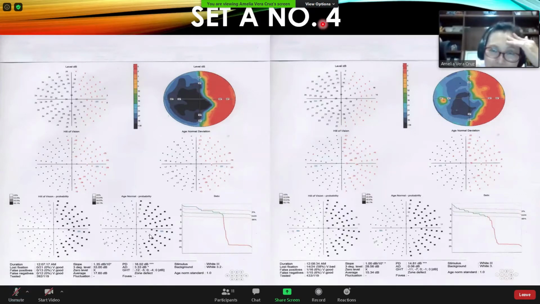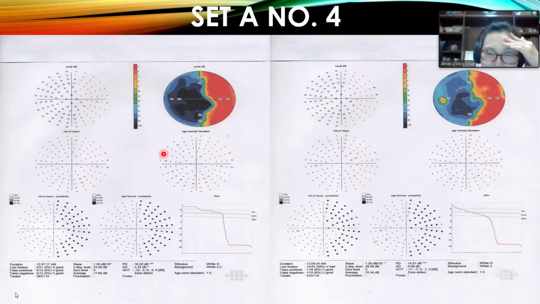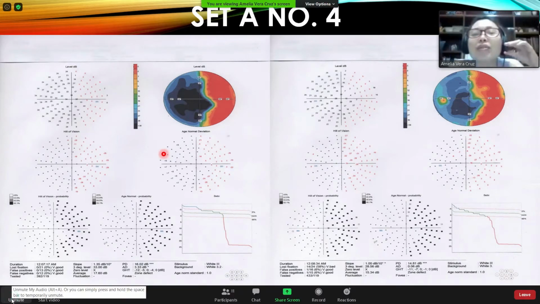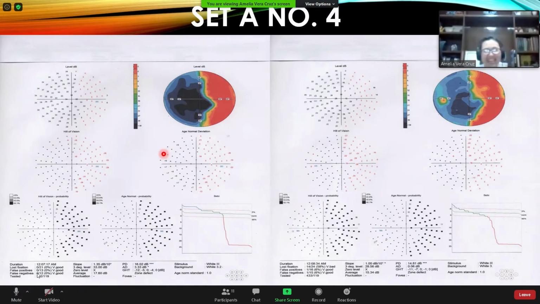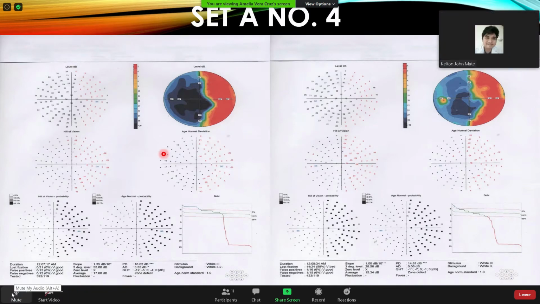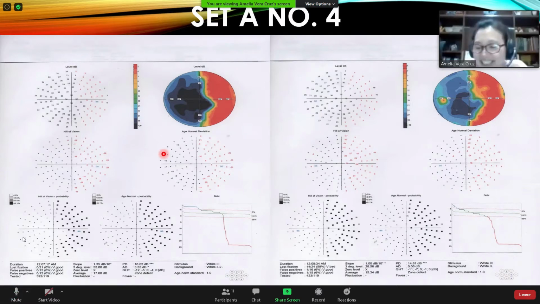Sino bang maging neuro sa inyo dito? Meron bang maging neuro sa inyo? Sino? Si Dr. Di Coco? Patrick? Okay, next.